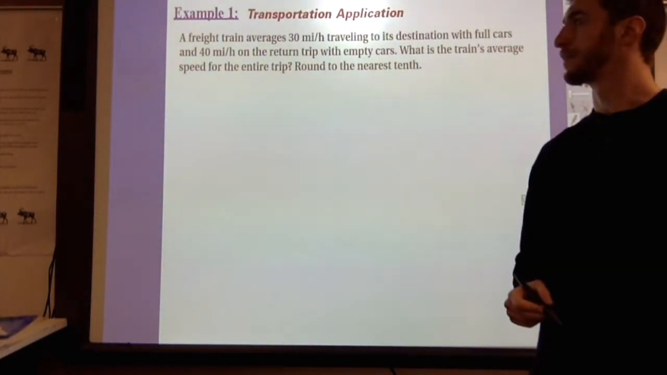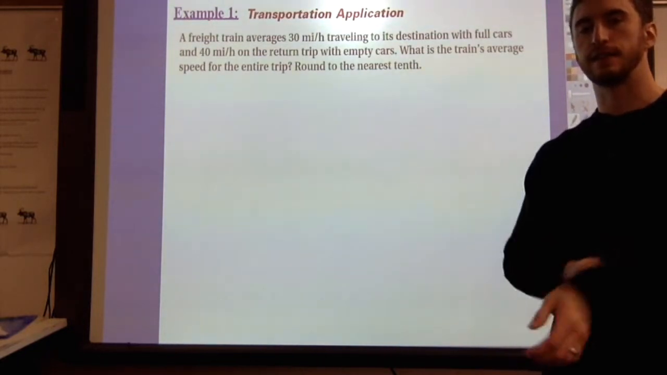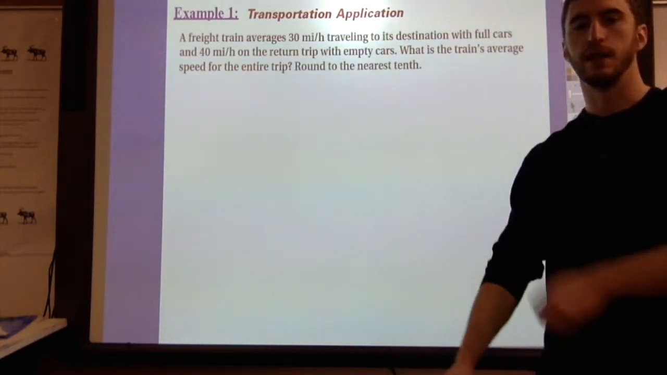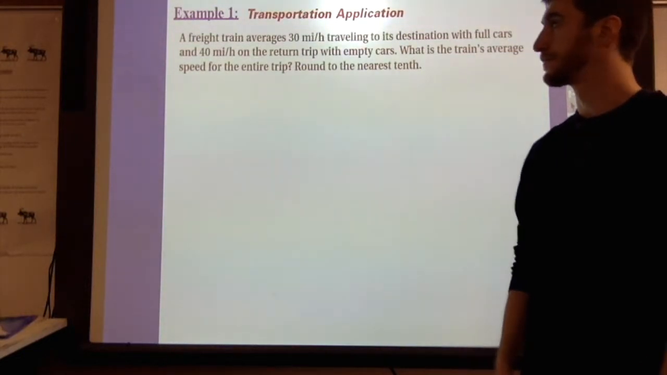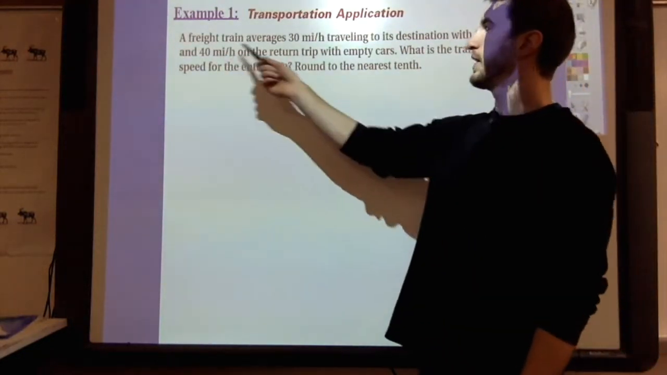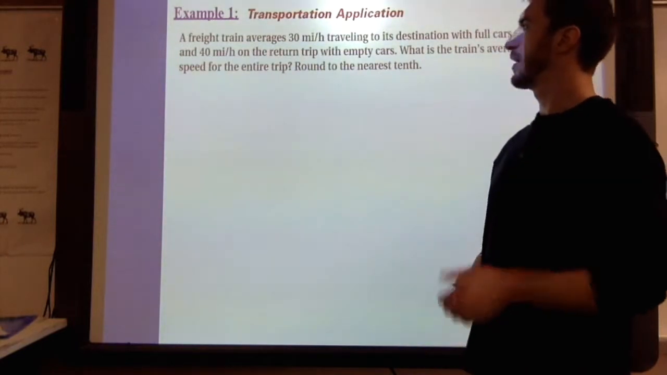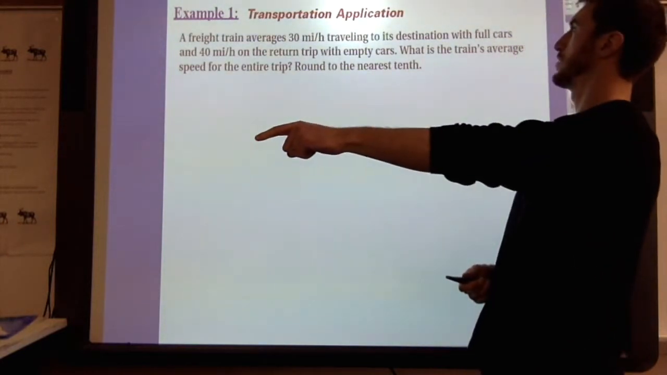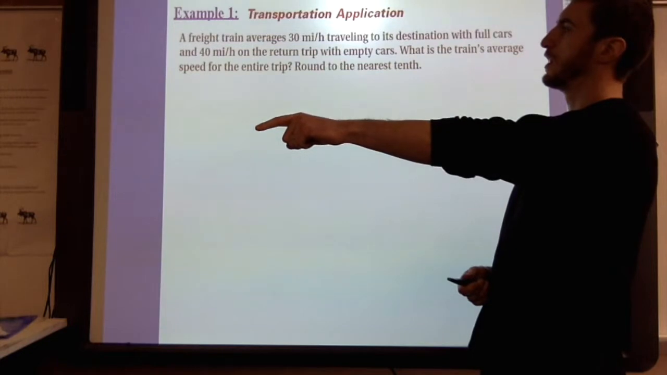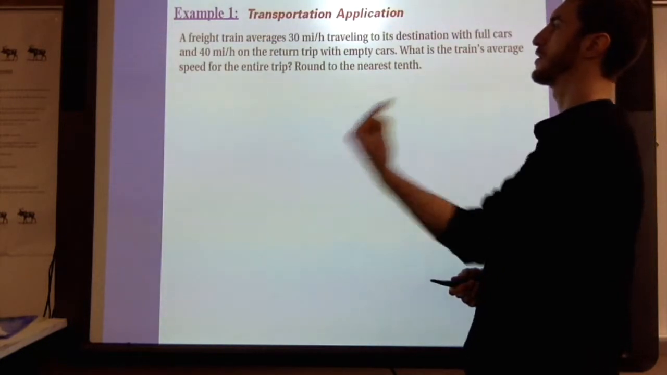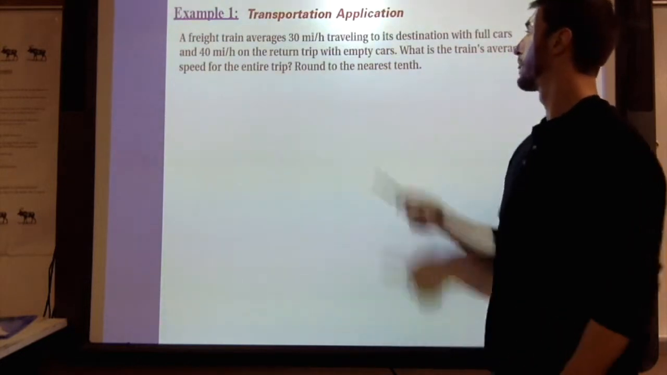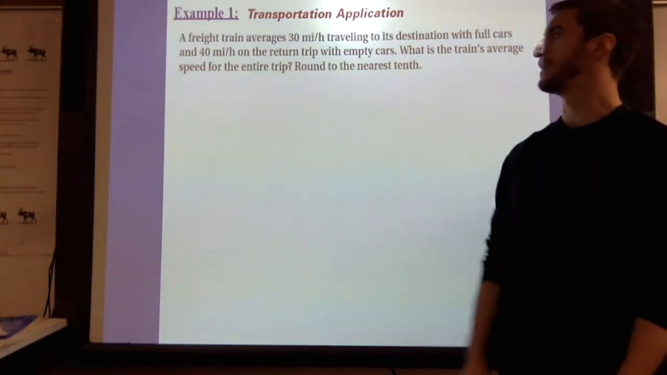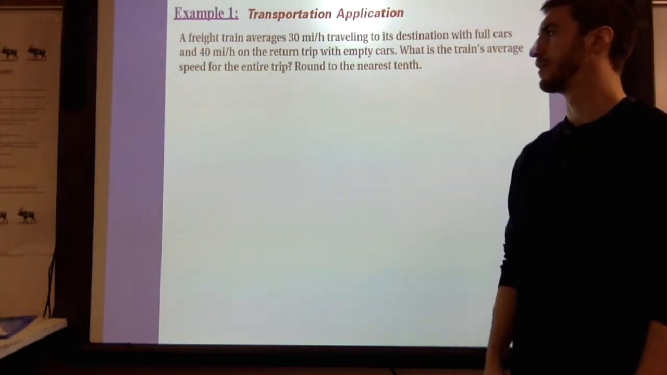Okay, so this is the last slide, and this is going to be a word problem that involves a complex fraction. A freight train averages 30 miles per hour traveling to its destination with full carts, and then 40 miles per hour on the return trip with empty carts. What is the train's average speed for the entire trip, rounded to the nearest 10th?